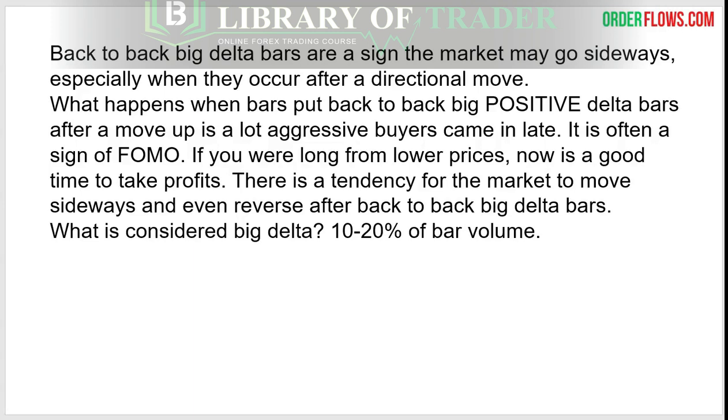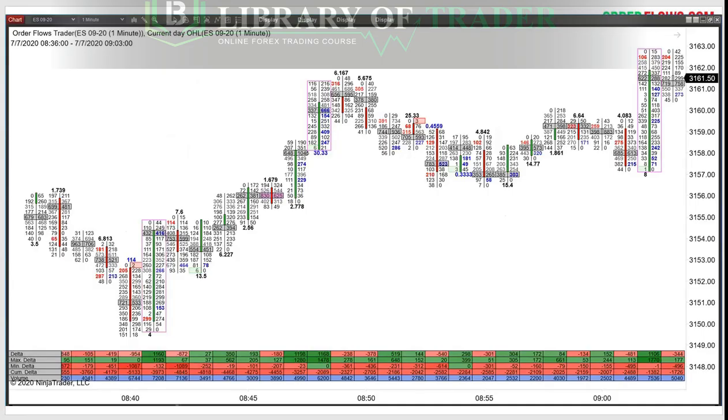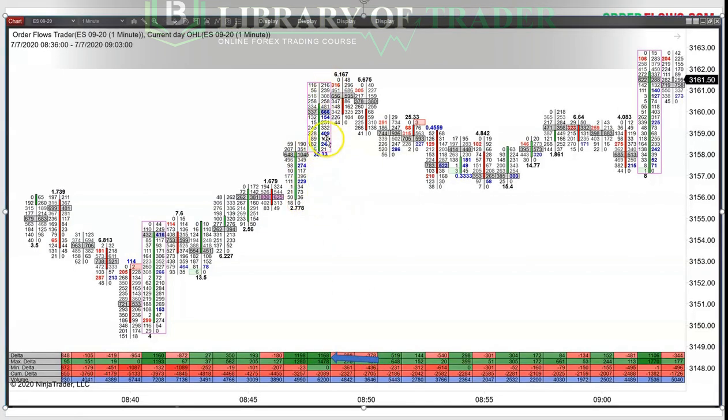Now, what's considered big delta? If the delta is about 10 to 20% of the volume, right? So let's take a look here, right up here, back-to-back big delta. Now, it should be said, back-to-back in the same direction, right? What happens? The market's gone up, boom, then it goes sideways. Okay, volume is a little bit heavier than normal, 6,200, 4,009. But earlier you're putting in 7,000, so it's not dependent on the volume. It's dependent on the delta. Right, the move is stopping.